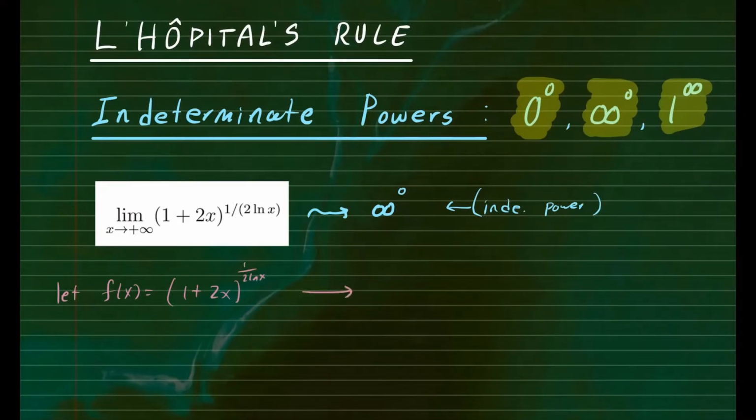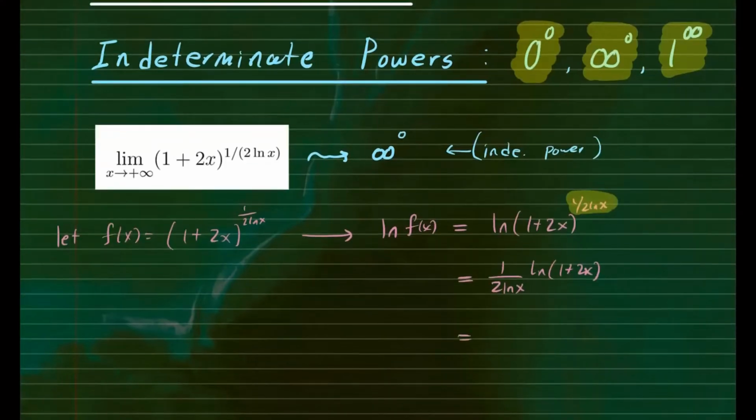If you do that, you will have ln of f of x is equal to ln of (1 plus 2x) to the power 1 over 2 ln of x. Now, because we applied ln, we can bring this exponent forward and make it into a product. So ln of f of x is simply 1 over 2 ln of x times ln of 1 plus 2x. Or if you want, you can write it as a quotient, ln of (1 plus 2x) over 2 ln of x. That's what we're going to replace with in our limit.